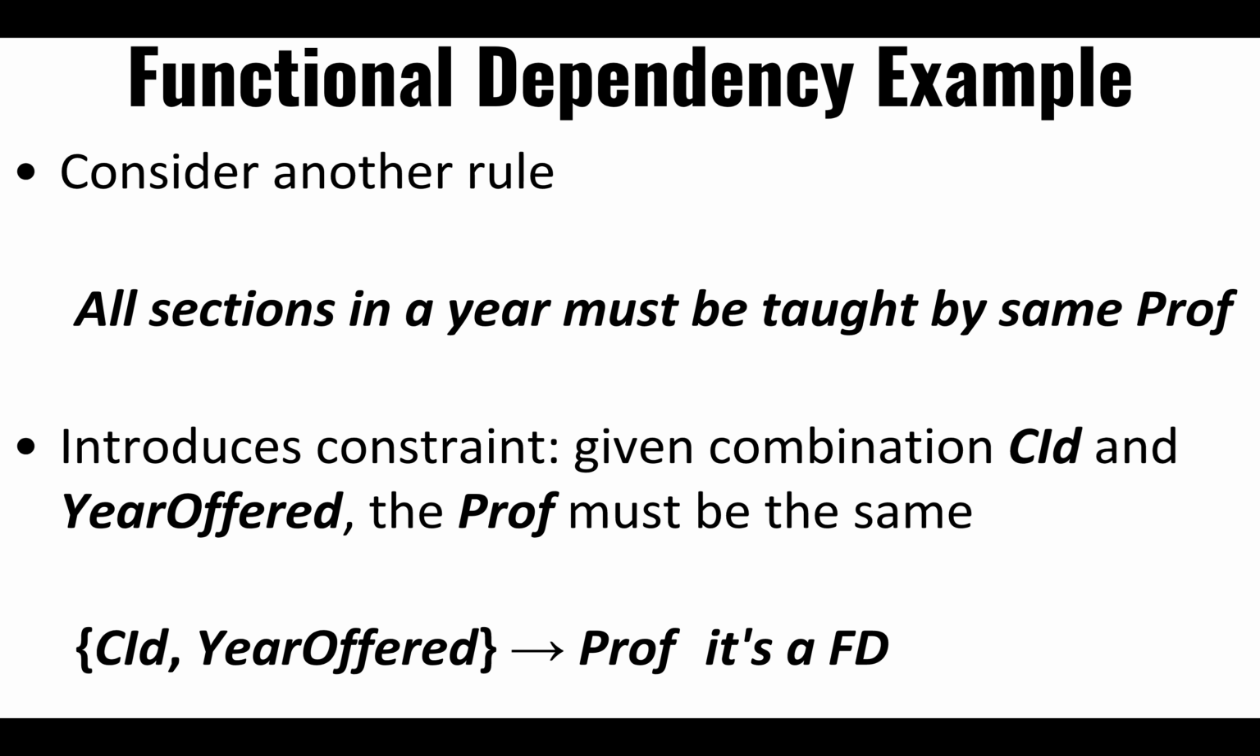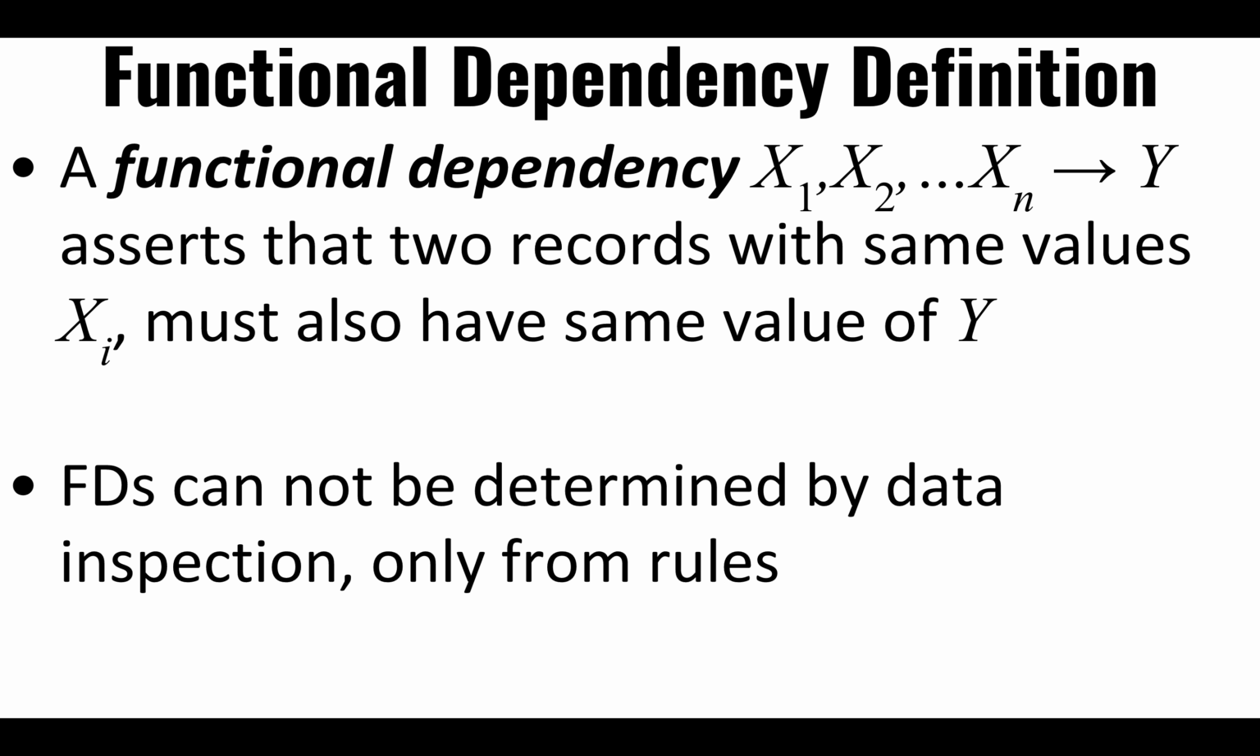Right, it introduces a constraint. By knowing the section and knowing the year, the combination of those two implies the professor. So the combination is that the set of fields of course ID and year offered immediately identifies who the professor is. Yes? So sometimes it's between just one field and another field, and sometimes it's between a combination of fields and another combination of fields, right, that they uniquely identify them. It's a functional dependency. So in general we say that we might have x1, x2, x3, so any combination of fields implying some other combination of fields.